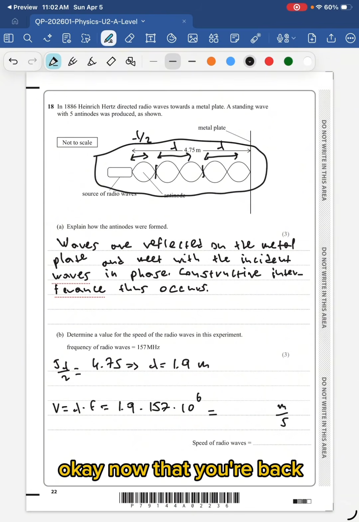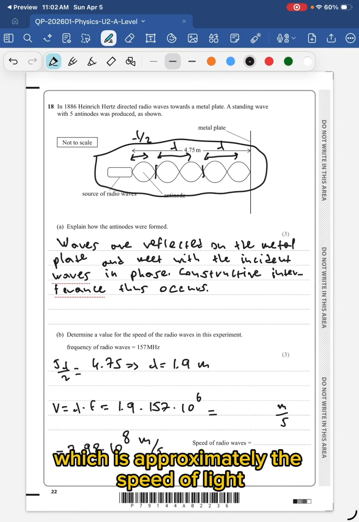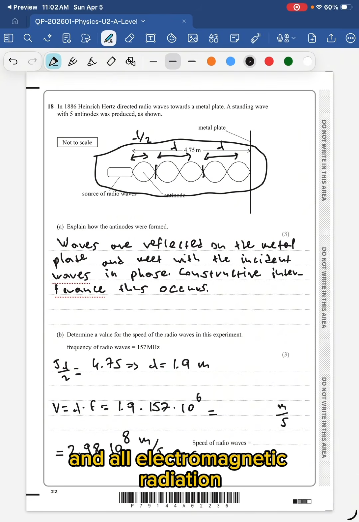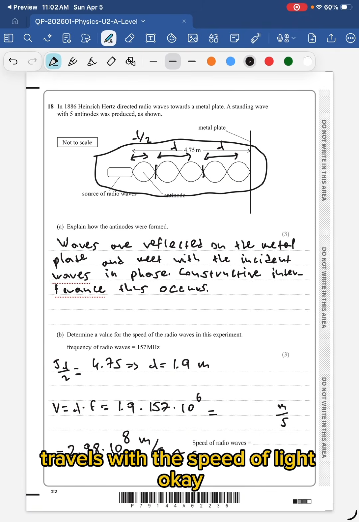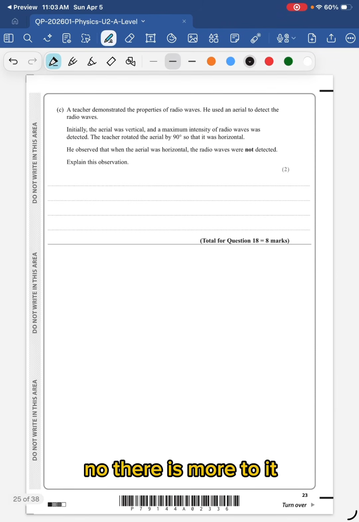Okay, now that you're back, the answer is 2.98 times 10 to the 8 meters per second, which is approximately the speed of light, which is what you expect, right? These are radio waves, and all electromagnetic radiation travels with the speed of light. Okay, are we done with question 18? No, there is more to it. So let's do part C.